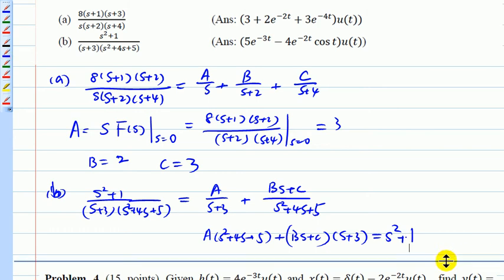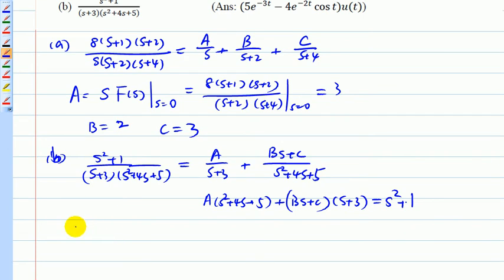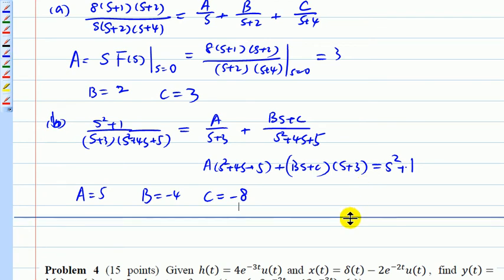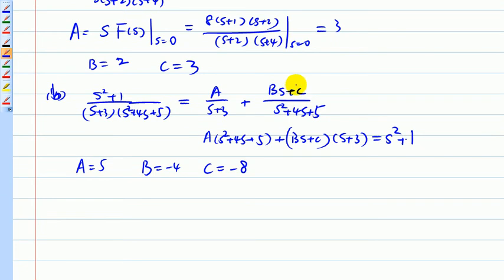Once you solve for A and B, I think what you're going to get is A equals 5 and B equals -4. C, you're going to get this. So try to solve it. Don't just write it down on your assignments without showing any steps. The next thing is you need to manipulate this term so that you can make use of the Laplace transform by looking at the table.